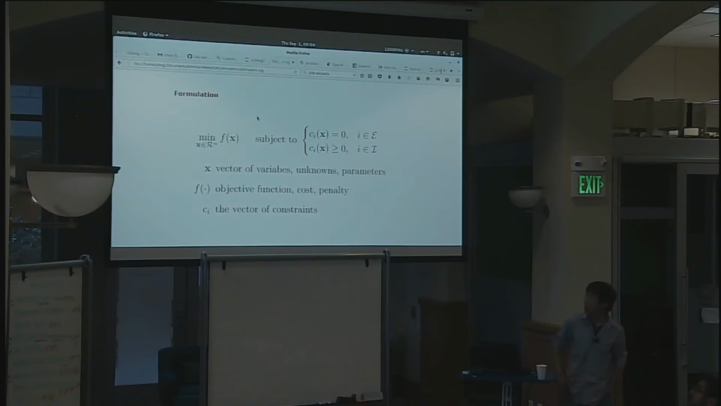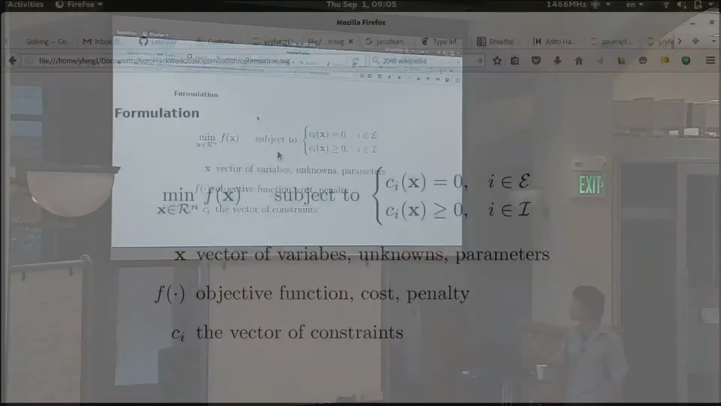Now, mathematically, we can write down these optimization problems in their normal form. And they all share this structure. The variable x is a vector of variables, or we call them unknowns or parameters. They all refer to the same thing, x. It's a vector. And we have an objective function. It's a scalar function. We sometimes also call it the cost or the penalty. The function is defined on vector x, and x is defined on some domain. It can be real, like here, or it can be discrete, like natural numbers.